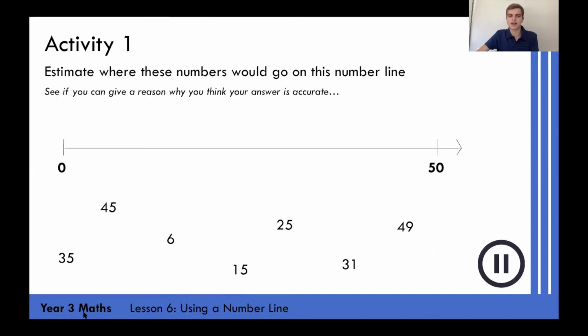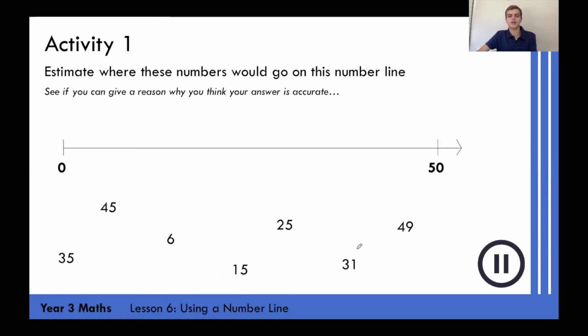Okay, on to our activities today then. First of all, I want you to estimate where these numbers would go on your number line. So on your piece of paper, draw a number line from 0 to 50. And then try and work out where these numbers, the number 35, the number 45, the number 6, the number 15, the number 25, the number 31, and the number 49 would go on that number line.